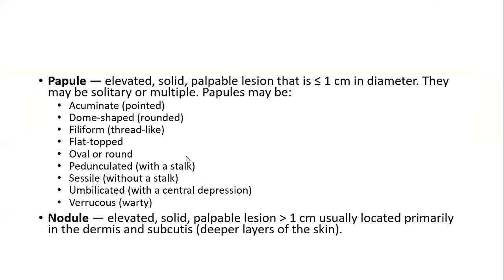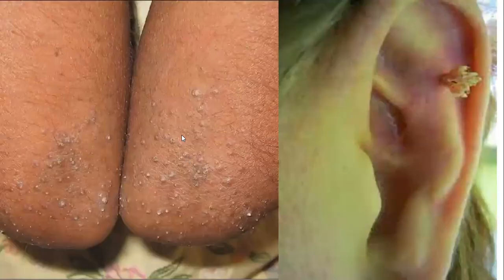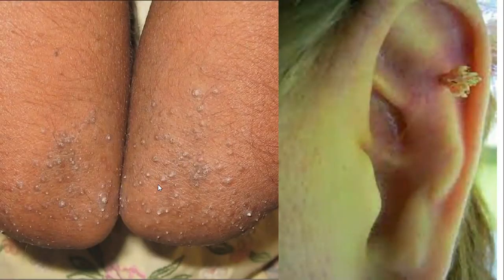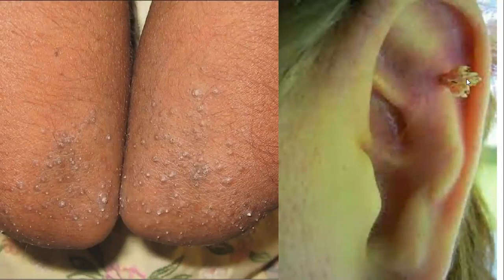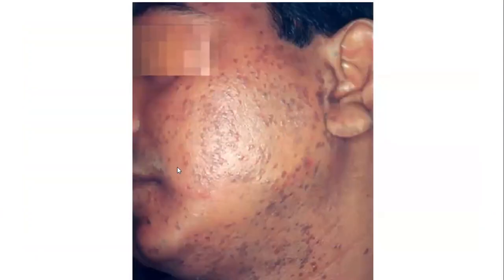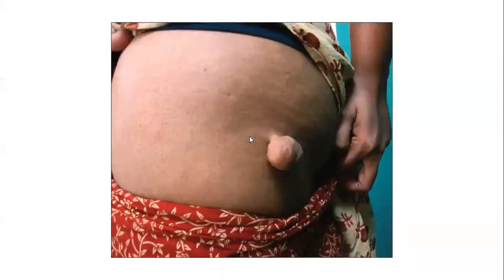These are acuminate papules, which are slightly raised and pointed. And this is a filiform wart, finger-like projections are seen. It's a filiform papule or a filiform wart. This is a dome-shaped papule. Multiple plain top papules, plain warts, you can see in day-to-day practice.